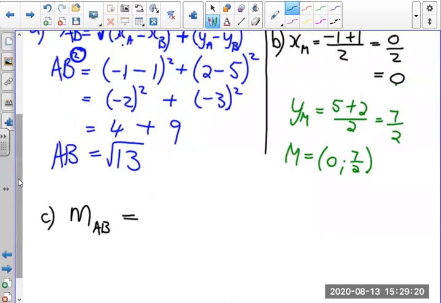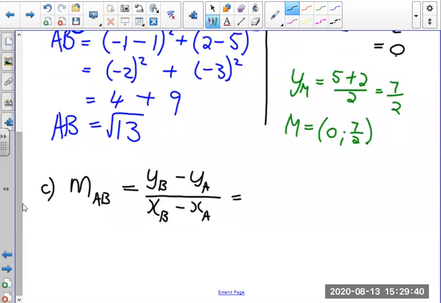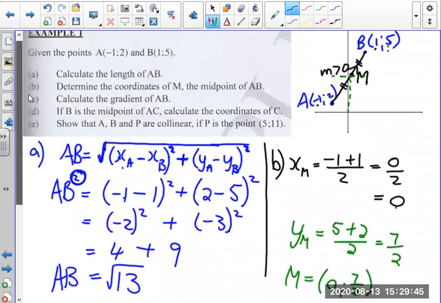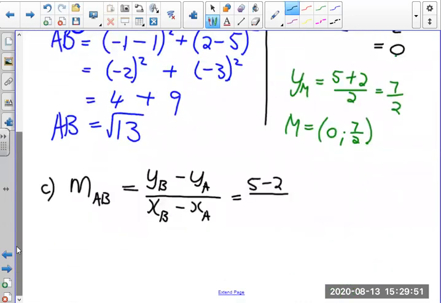Okay, so now I say the y value, doesn't matter if I start with A or B. Say I start with point B minus the y of A. Then I must start with the x of point B minus the x of point A. So that will give me 5 minus 2. I must start with the B point first. So now it will be the x coordinate minus the x coordinate. So it is 1 minus minus 1. So that gives me an answer of 3 over 2.